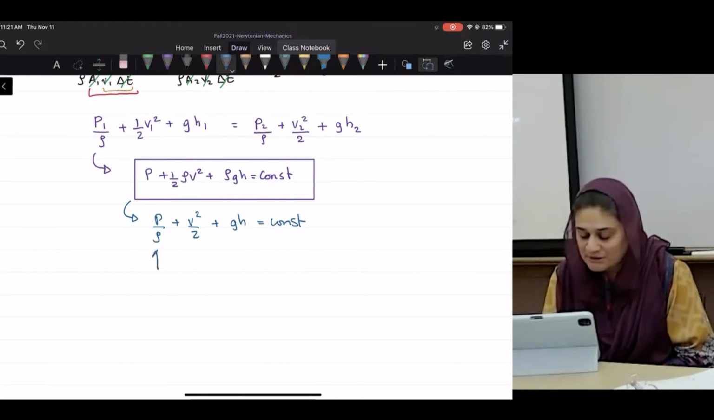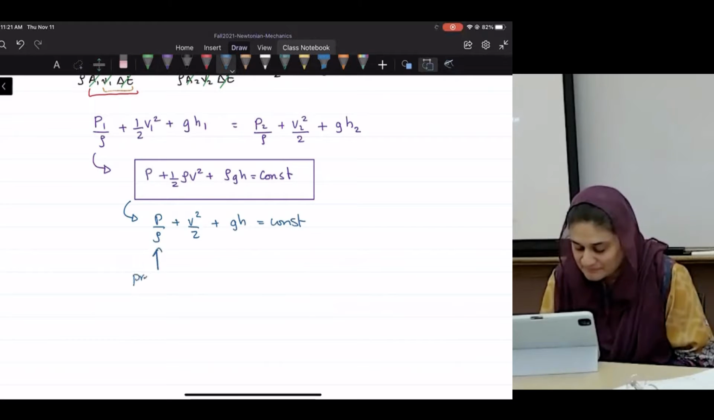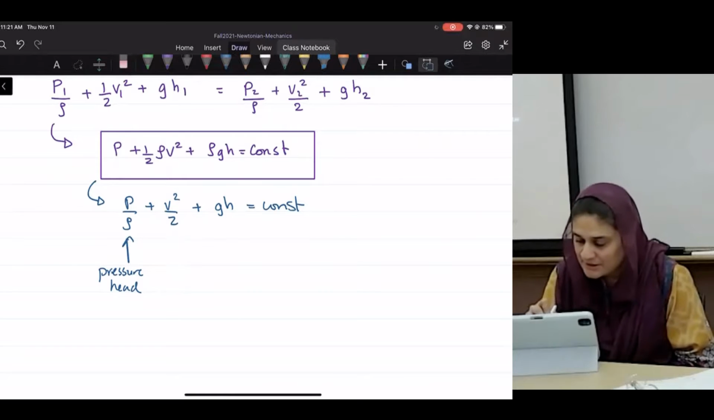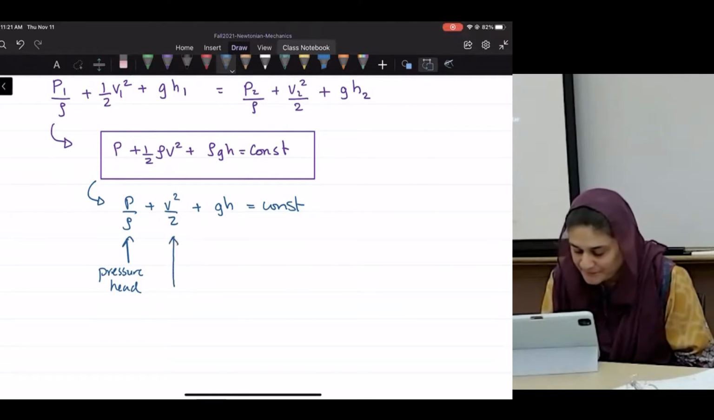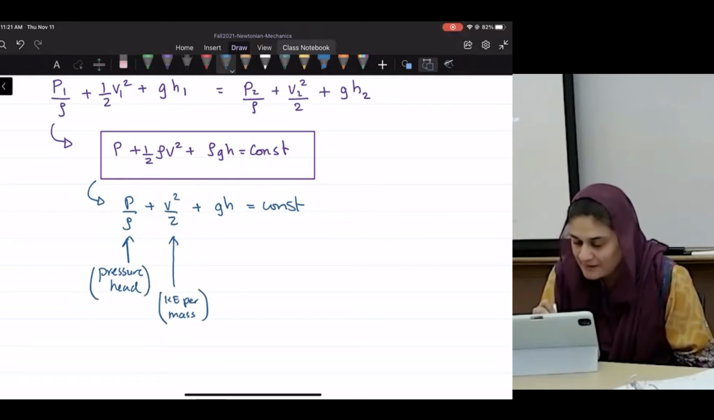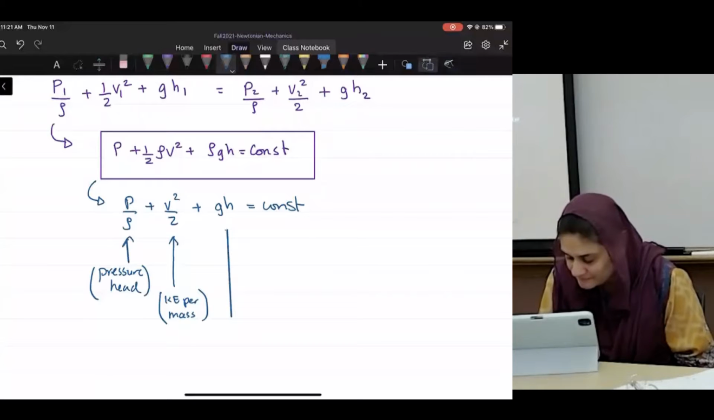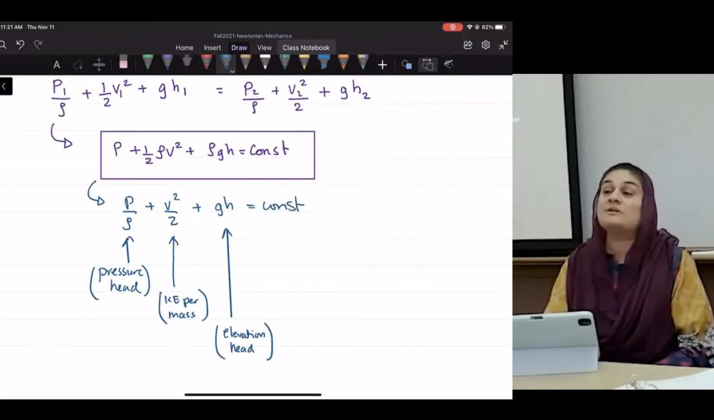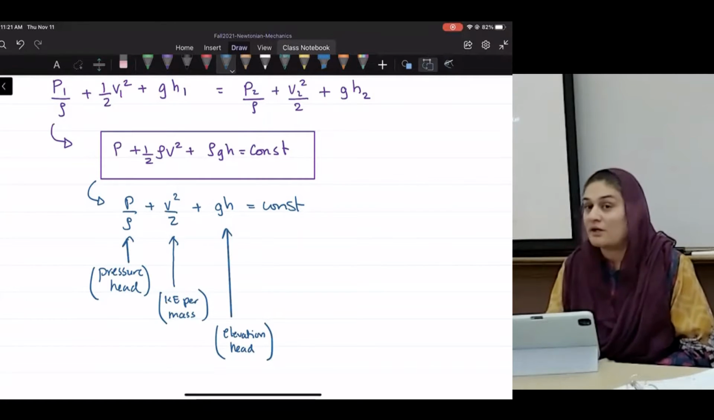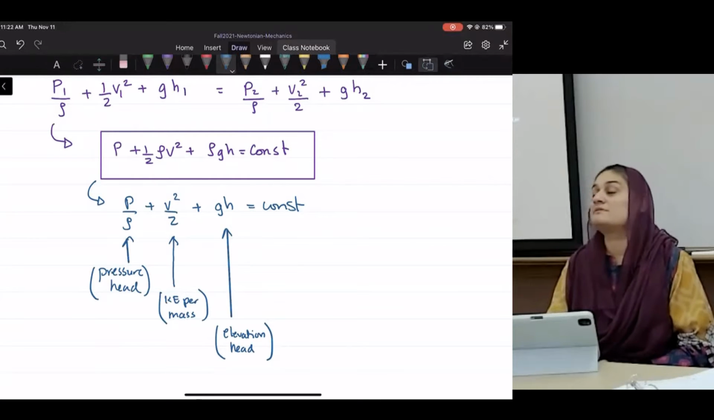This is called the pressure head. This is kinetic energy per mass. And this is called elevation head. This is literally the only equation you need when you're talking about fluids flowing through stuff.